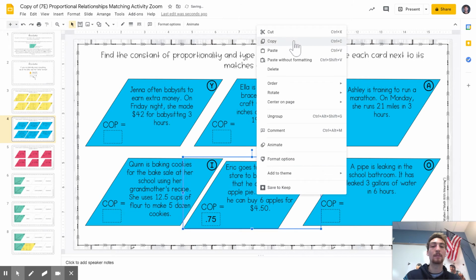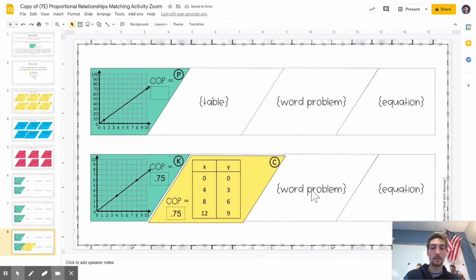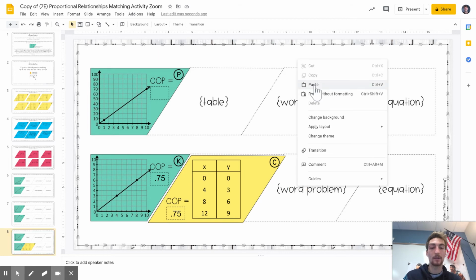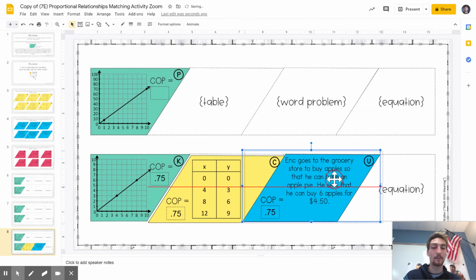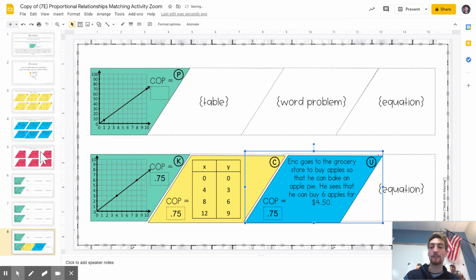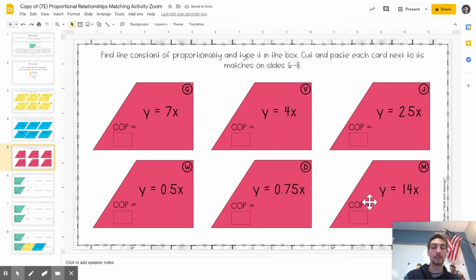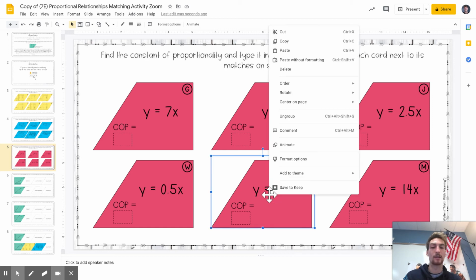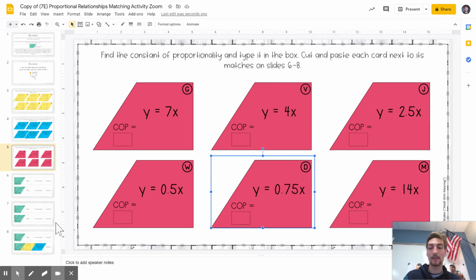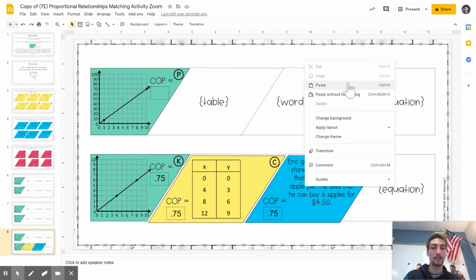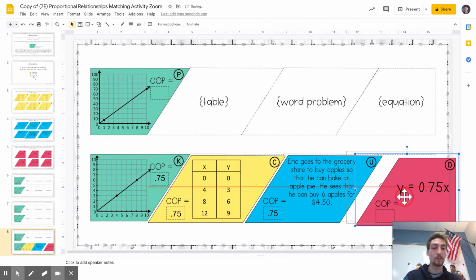So I'm going to go ahead and copy this, and I'm going to put it right next to my graph in my table that represents 0.75. So now I have my word problem here. And then finally, you would have to find the equation that represents that. Remember, it's y equals the constant of proportionality multiplied by your x. All right? So here I have 0.75 as my constant of proportionality for D. So again, I'm going to copy that, and I'm going to paste it. And so this would be a finished row.